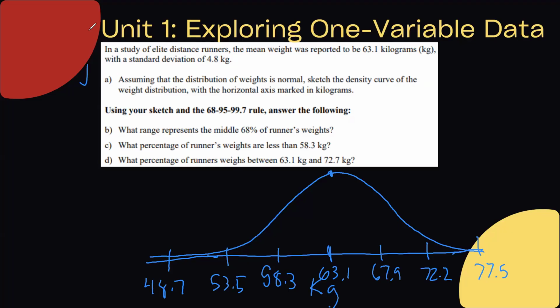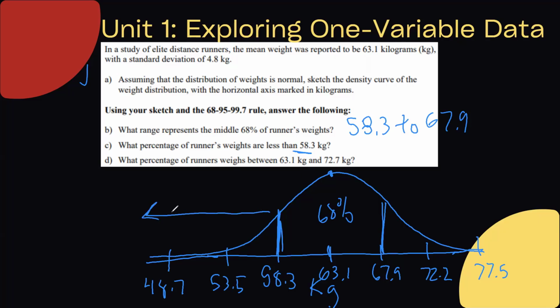What range represents the middle 68%? So the middle 68% is one standard deviation. So that would be 58.3 to 67.9. What percentage of runners' weights are less than 58.3? 58.3 is right here, so we want the percentage that is down here. Now, if you remember symmetry, from the median down is 50%. One standard deviation above and below is 68%, so that means that 34% is one standard deviation below. So if I do 50 minus that 34%, I would get 16%.